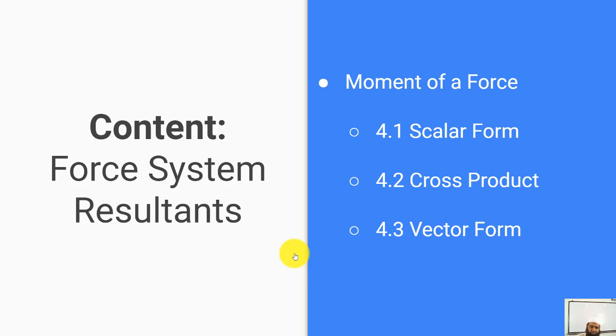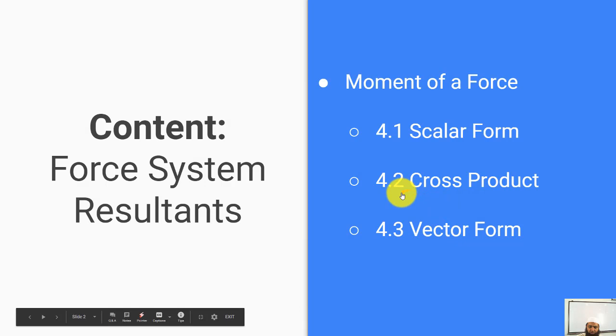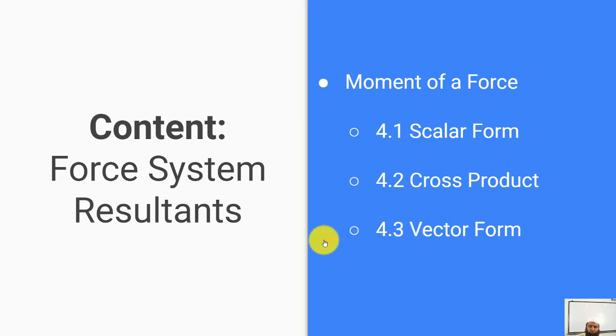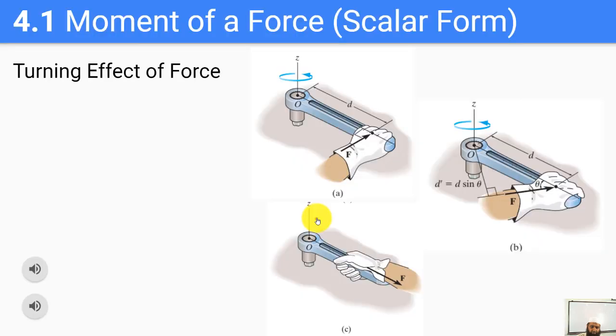In today's lecture we will be discussing the turning effect or the moment of a force. We will first see its scalar form, then we will define what is called a cross product, and then we will use the cross product to define the vector form for the moment of a force. So let's start. What is the moment of a force?